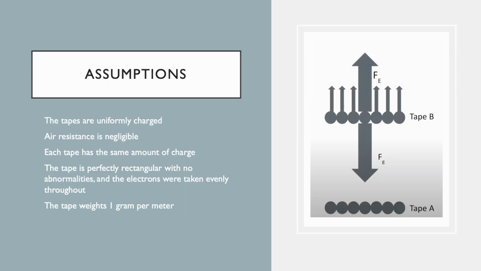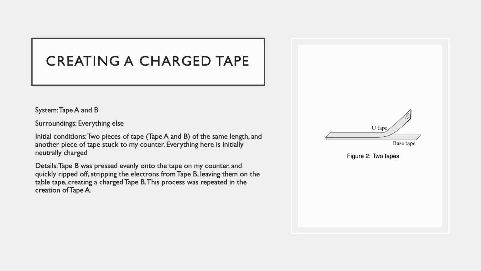So, going on to the experiment. Assumptions that I made: the tapes are uniformly charged, air resistance is negligible, each tape has the same amount of charge, the tape is perfectly rectangular with no abnormalities, the electrons are taken evenly throughout, and the tape weighs 1 gram per meter. The creation of charged tapes is the same as lab 1.